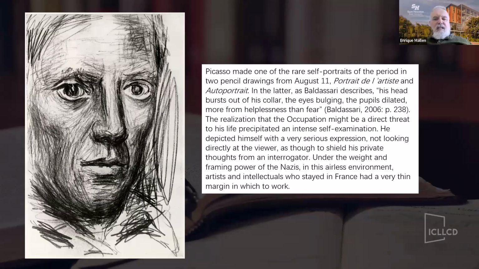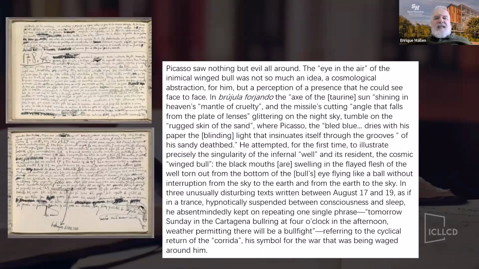Under the weight of the framing power of the Nazis, in this airless environment, artists and intellectuals who stayed in France had a very thin margin in which to work. Picasso saw nothing but evil all around. The eye in the air, he wrote, of the inimical winged bull was not so much an idea, a cosmological abstraction for him, but a perception of a presence that he could see face to face.